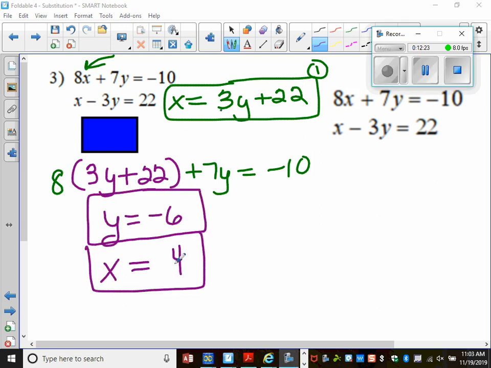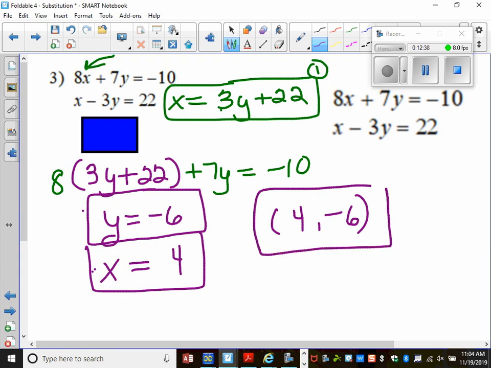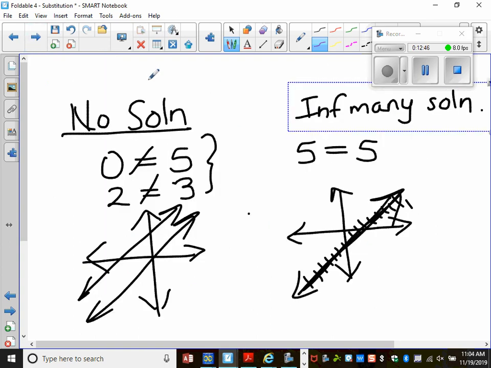Okay, so we ended up with 4 for x, and y is negative 6. So you do have to write this final step, guys, as a coordinate. Don't just leave your answers like this. Okay, don't leave them as y is negative 6 and x is 4. You actually have to have it written in parentheses since it is a coordinate. Okay.